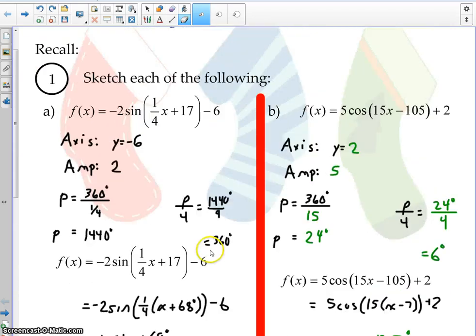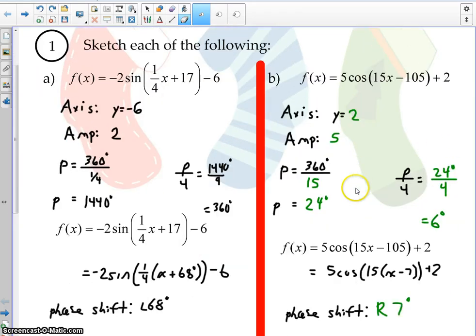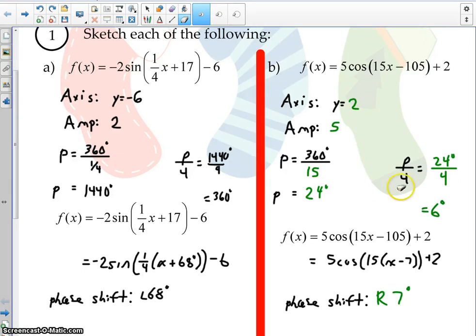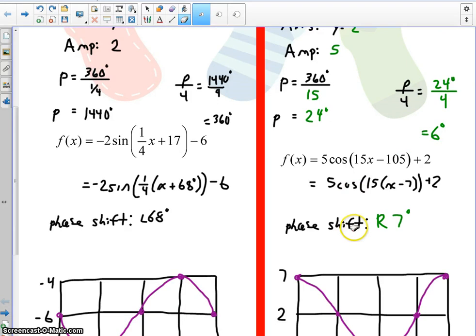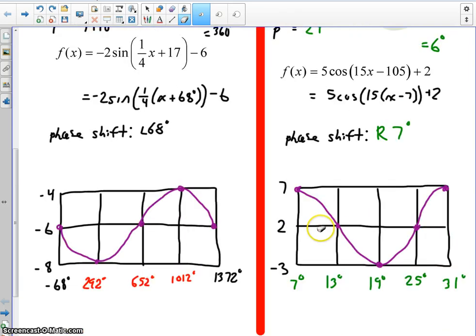Okay, I went through a similar process for part B. Axis is y equals 2, amplitude 5. My period's 24 degrees when I divide 360 by 15. Which means when I divide the period 24 degrees by 4, I'm going to go up by 6 degrees each time. Again, for my phase shift, I had to factor out the k value in this case. Factor out the 15, I got x minus 7 degrees left over, so my phase shift is right 7.